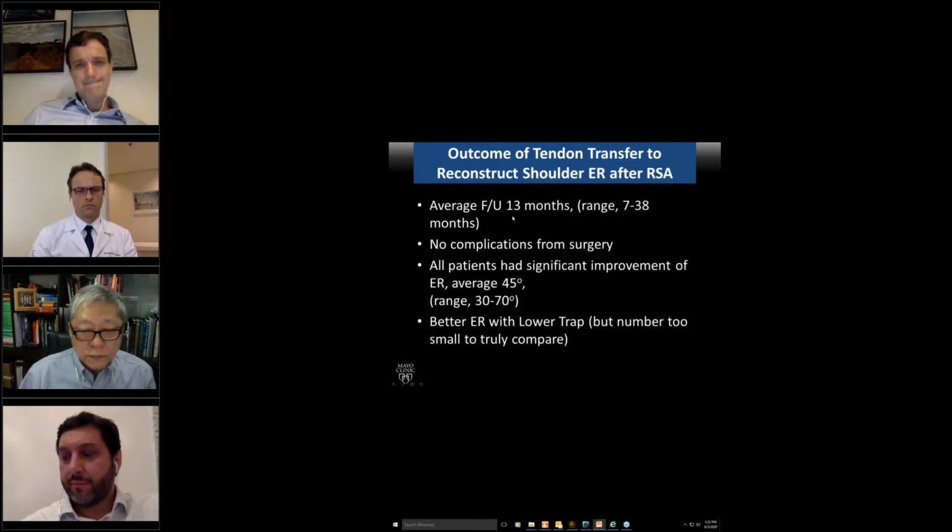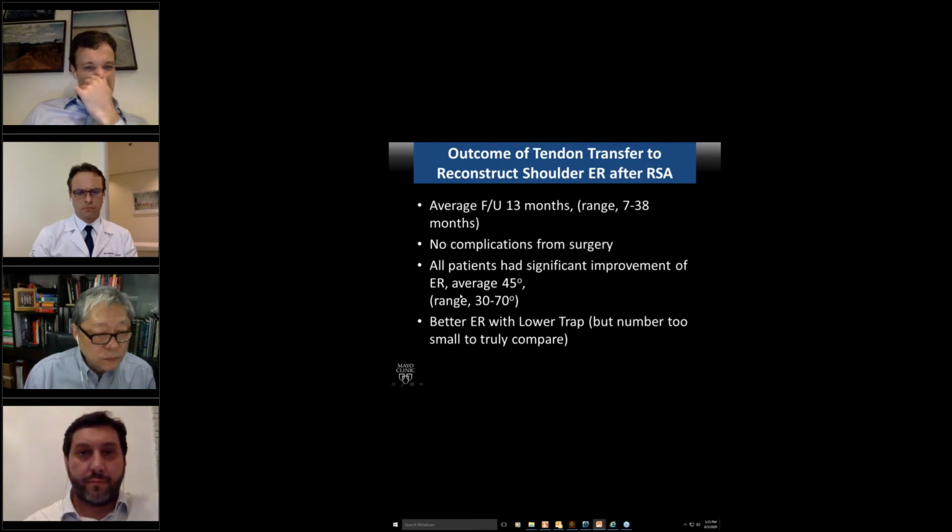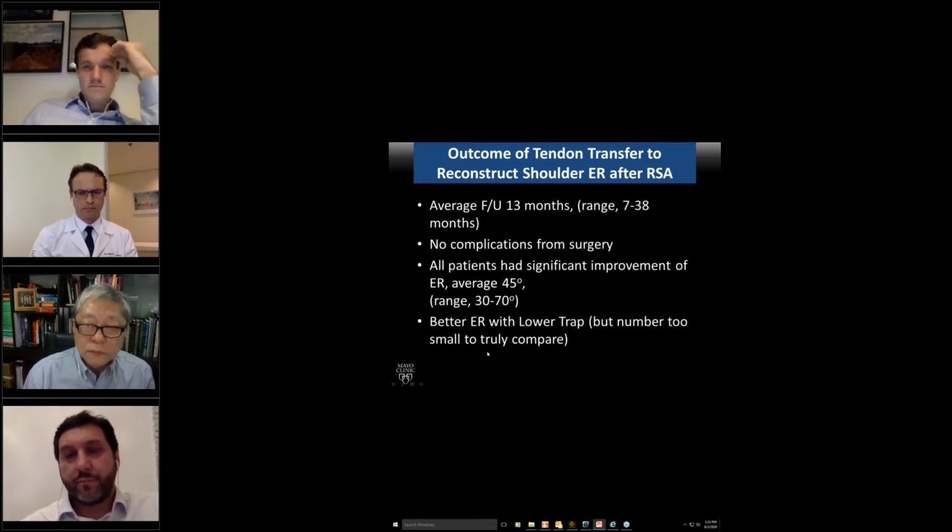Okay. I'm still very, as you notice, the follow-up is still short, but at least we have follow-up, no complication. Thankfully, I hope it will stay this way. And all the patients have significant improvement of external rotation, average 45 degrees, range from 30 to 70. And we notice, even though the number is small, much better external rotation with lower trapezius compared to latissimus, but of course the number is very small.